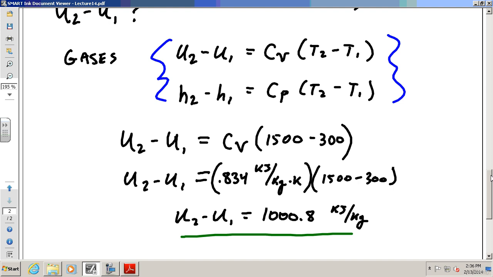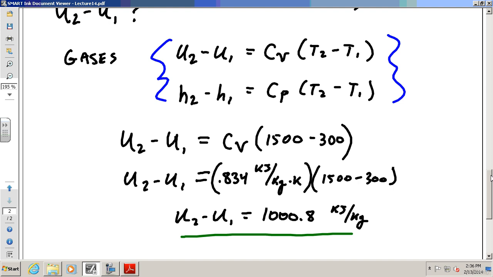If the specific heat is above your temperature on the table, you still go between. I would still use the average. You always try to use the average between them. That makes the most sense.